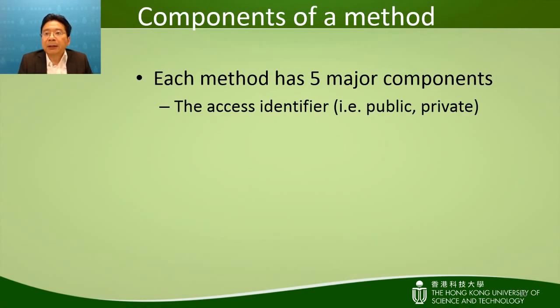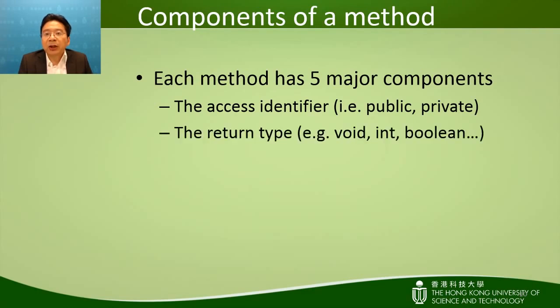A public method can be accessible to all other classes, and a private method can only be accessed within the same class. A return type of a method is the data type of the value returned by the method. For example, a method can return an integer value. Then the return type could be one of the 4 primitive types of integers, including byte, short, int, and long. If a method returns a floating point number, the return type could be float or double.